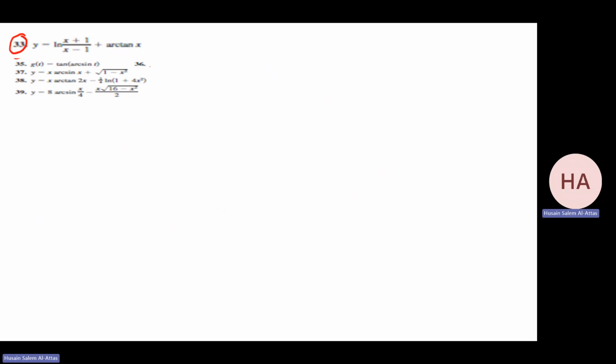More problems. This I can simplify first. I need to simplify. That will be ln x plus 1 minus ln x minus 1 plus tan inverse of x. So 33, let me do it here. What will be y prime? It will be 1 over x plus 1 minus 1 over x minus 1 plus 1 over x squared plus 1.